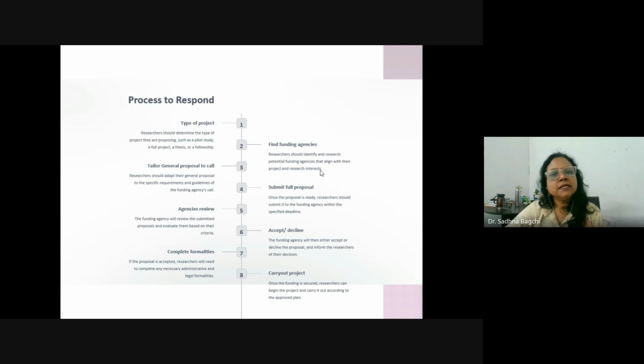Third is to tailor the general proposal to the call. Researchers should adapt their general proposal to the specific requirements and guidance of the funding agency's call. It means you already have a ready-made proposal. As I said earlier, you have to modify your project proposal as per the funding agency guidelines. Then submit the full proposal.